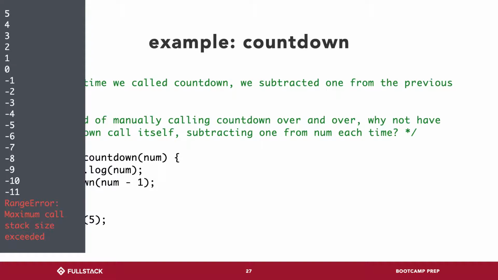And finally, you get the range error, maximum call stack size exceeded, okay? The same error you get if you were accidentally inside of an infinite loop, okay? Same thing. The reason why this happened is because we never told this when to actually stop, okay? Sure, we decreased the number every time, but we never told it when to stop.